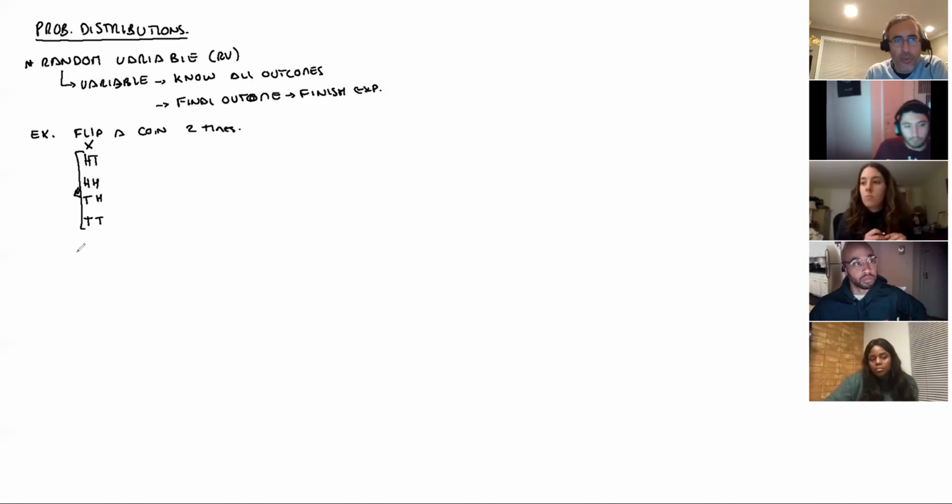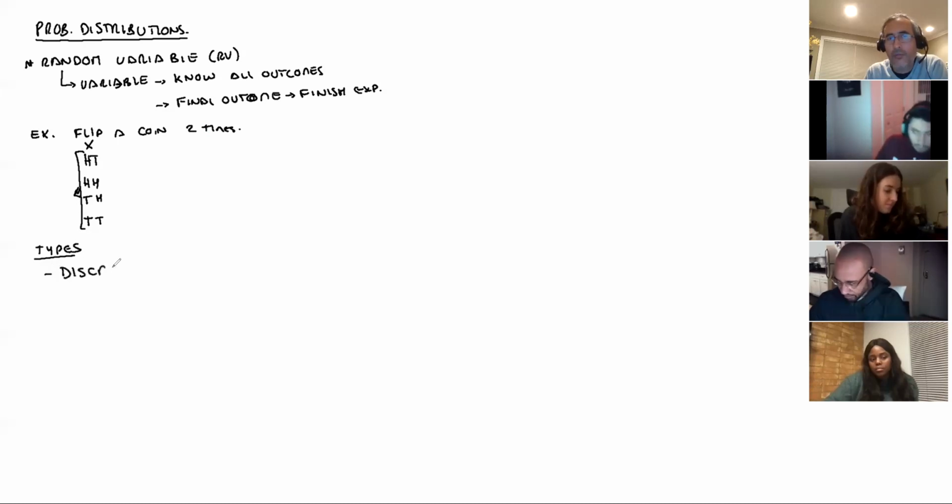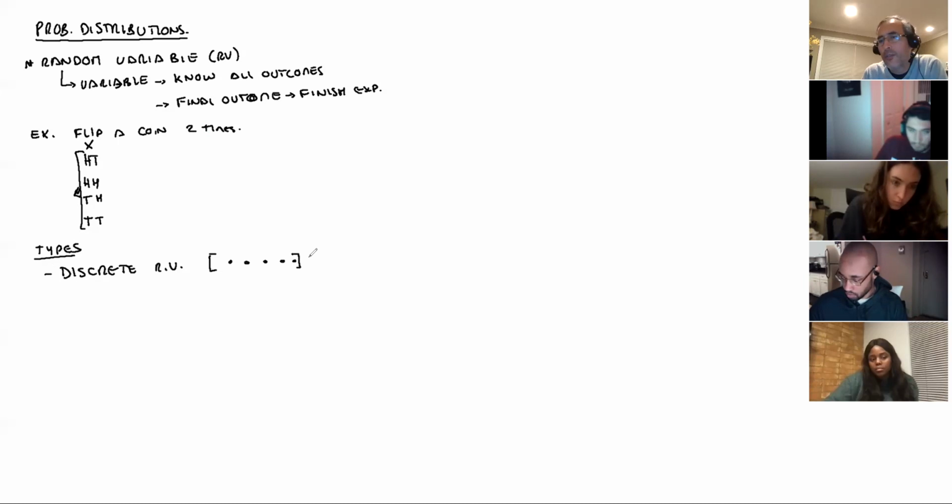Okay, before continuing with this example, there are two types of random variables, guys. And these are important because they define types of probabilities. One of them is discrete random variables. Okay, very easy to understand. Just take an interval, and if you have holes in between observations, you are looking at a discrete random variable.